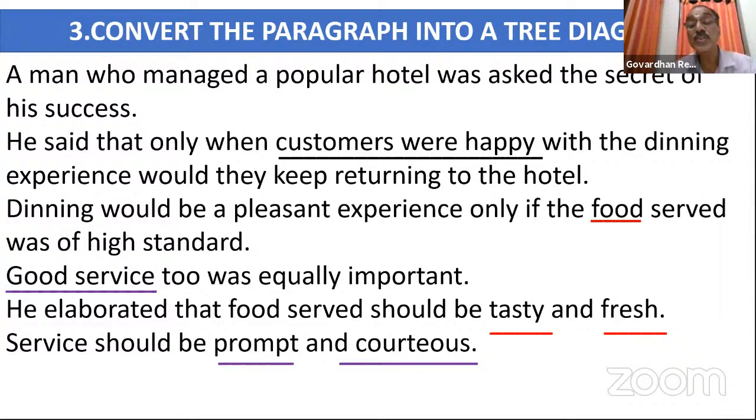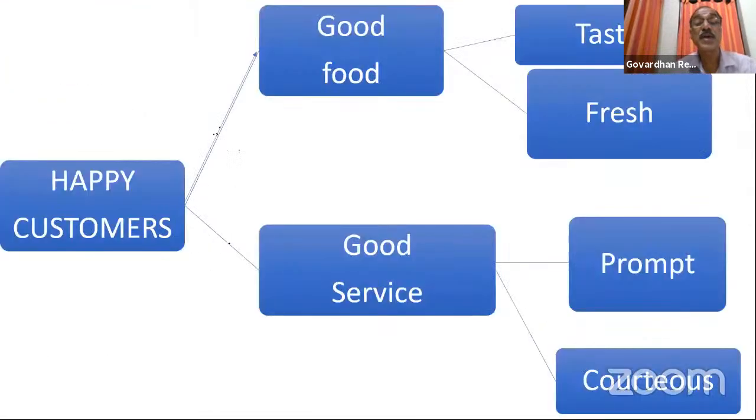So likewise, we can show this in the form of a tree diagram in this manner. Happy customers divided into good food and good service. Possible only with good food and good service. Good food is possible when the food is having good taste and the food is fresh. And good service is possible if the service is prompt and courteous or kind.